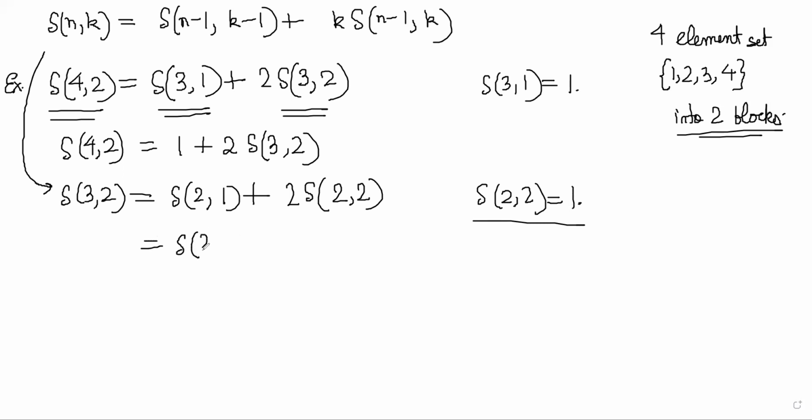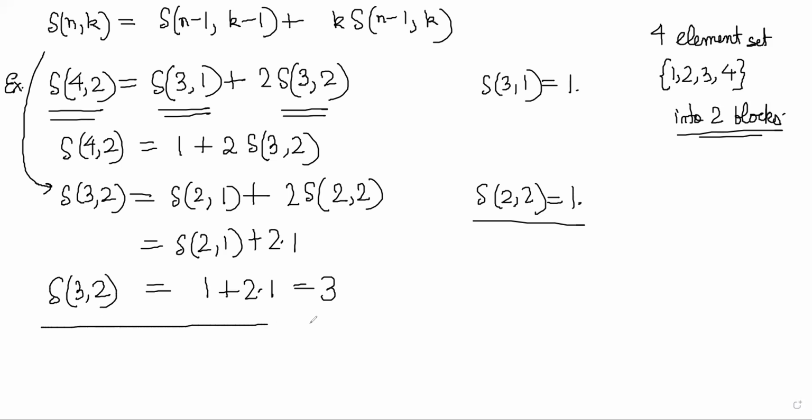And so this becomes 2 1 plus 2 into 1. And 2 1, two elements into one partition, is also one way, 1 plus 2 into 1. So this is 3. We have gotten S of 3, 2 is 3, and putting back the value in this, we get the value of S of 4, 2 is 1 plus 2 into 3, which is 1 plus 6, so 7 ways, right?